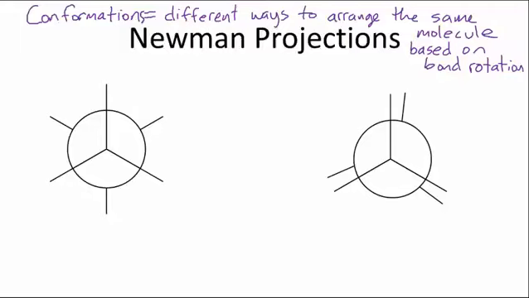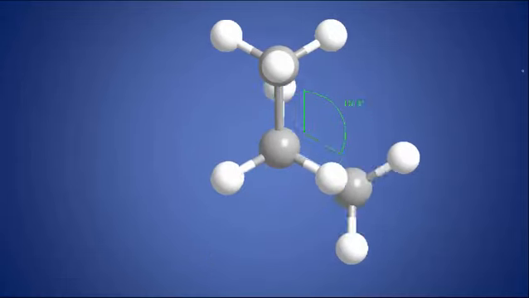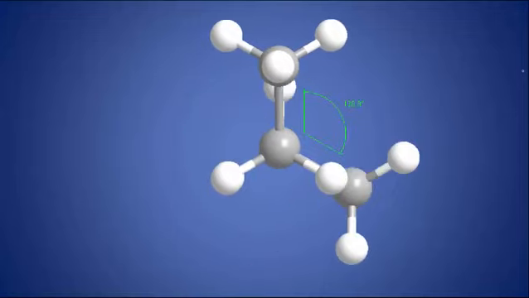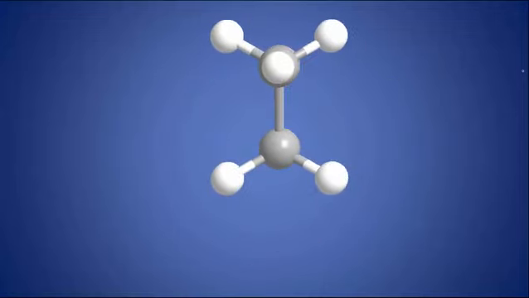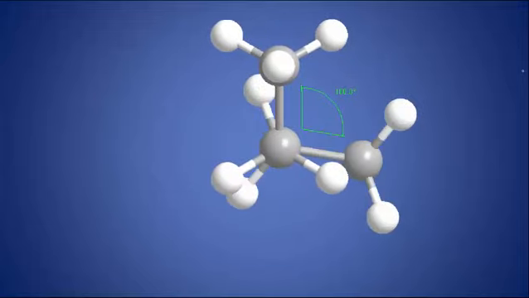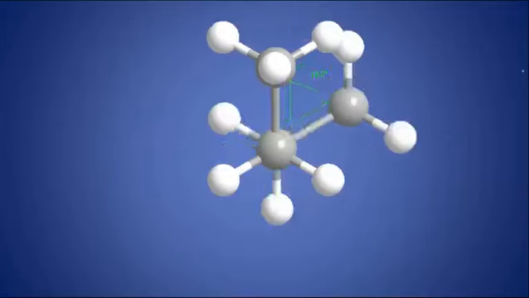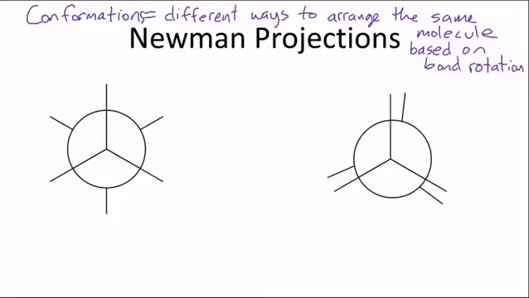So this is different from isomers, where you can have different ways that they're bonded. Here we're talking about the same molecule. Every one of these pictures in this little animation represents the same molecule. It's just we're rotating around that central bond and getting a different view of it. So conformations are different ways to arrange the same molecule based on bond rotation. And when we want to analyze them, we use these Newman projections.